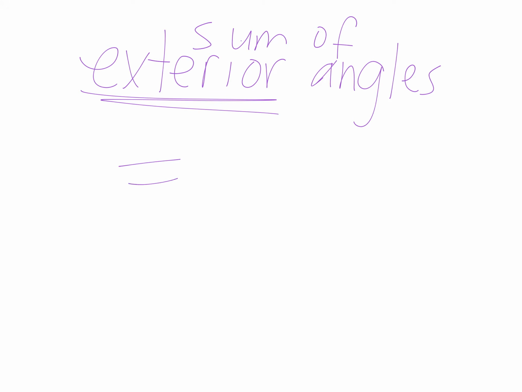But the sum of the exterior angles in any shape is always going to be the exact same. Does anyone know what the exterior angles will always add up to? I'll give you a clue. The exterior angles form a circle. 360. Good.